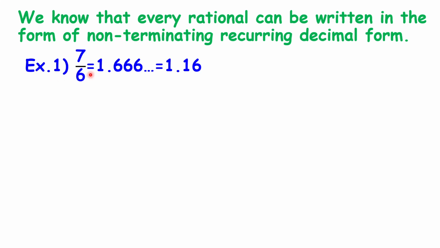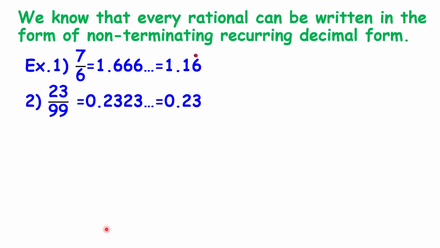For example, here is 7/6, which means 7 is divided by 6. The answer is 1.666. In this case the remainder is not 0. The number 6 is repeating, so we write the repeating number once with a dot on it, like this: 1.16 with a dot. Only one number is repeating, so here we have written a dot.